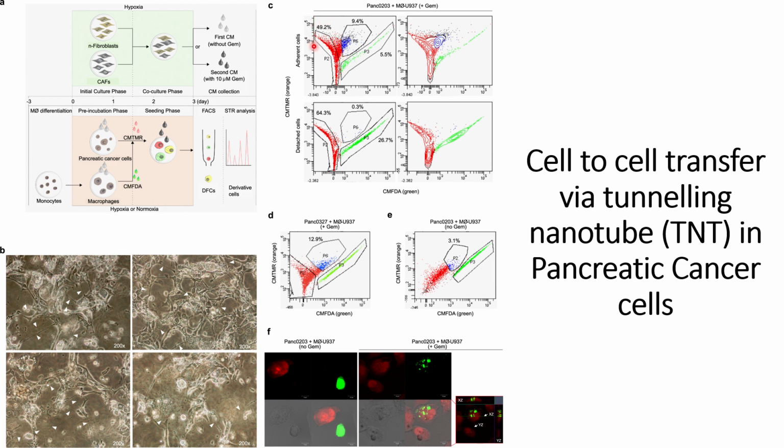The first one is the pancreatic cancer cells, which are red in color. The next one is the macrophages, which are green in color, and the third one is the doublets, or double fluorescent cells, which are blue in color in this figure. When they check the population of doublets in the adherent cells, they see that these are around 9.4% compared to the detached cells, in which they are only around 0.3%.